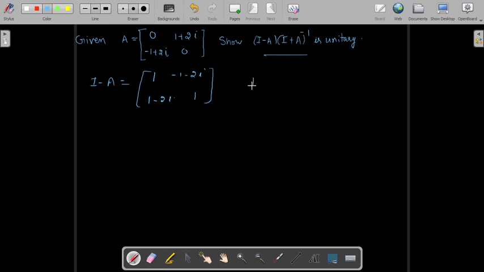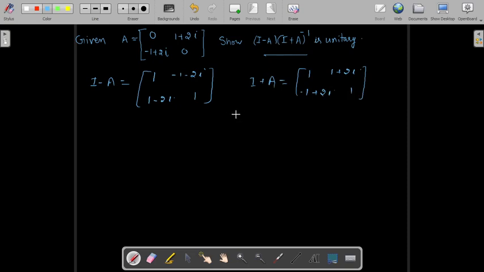So how can I calculate I plus A? Just add the matrix 1 0 0 1 to this matrix. So the diagonal elements will get 1 added: 1, 1 plus 2 times iota, minus 1 plus 2 times iota, and 1. So this is our I plus A, but I have to calculate the I plus A inverse.